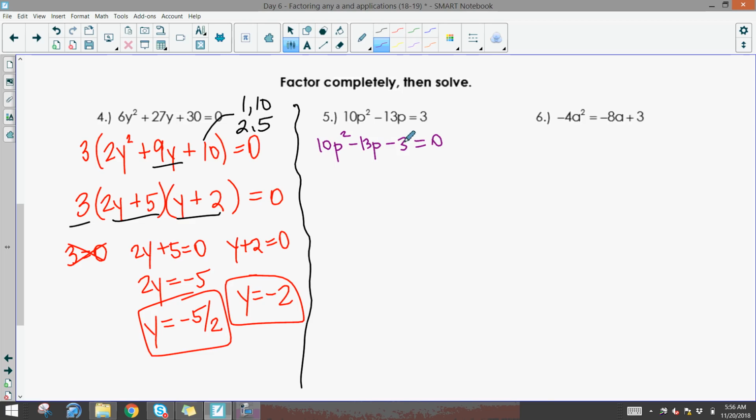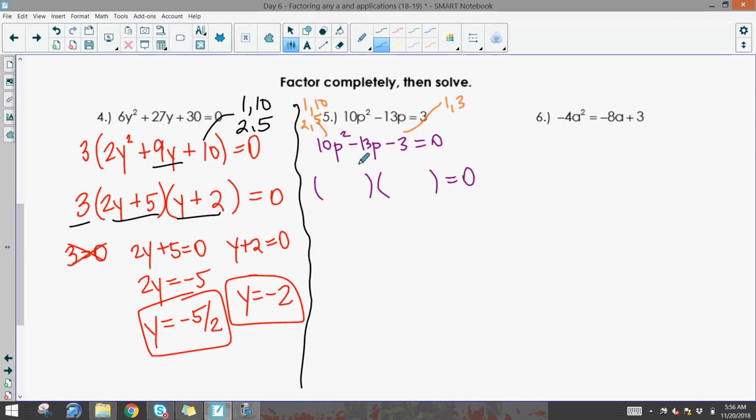Okay. I don't have a GCF here, so I can start by setting up my parentheses. Okay, factors of 10 are 1 and 10. We just did that one, and 2 and 5. I still write them out every problem. Factors of 3, this is nice. We're only dealing with 1 and 3.